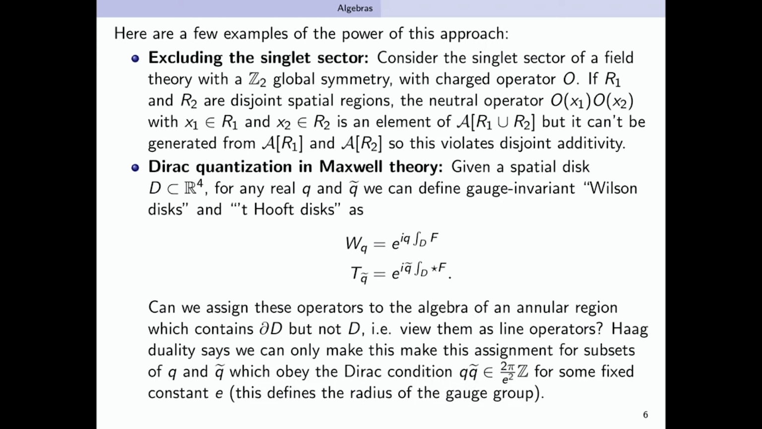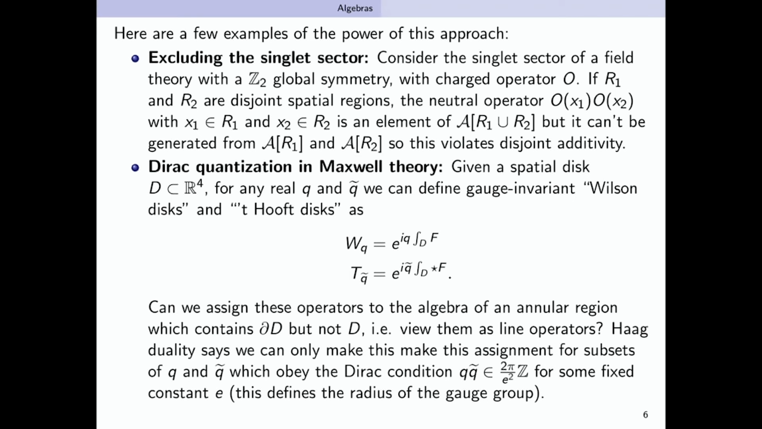Another example I like is thinking about Dirac quantization in Maxwell theory. Say you're given some spatial disk, a two-dimensional disk in Minkowski space. For any real number q and real number q tilde, I can define a Wilson disk and an 't Hooft disk like this. I integrate over the disk of F or star F. To see that it's the Wilson line, F equals dA, so you use Stokes' theorem, and it's the integral of A around the boundary of the disk. But I can also just put F there. These are gauge invariant, clearly, because I just made them out of F and star F, and they're gauge invariant for any q and q tilde.